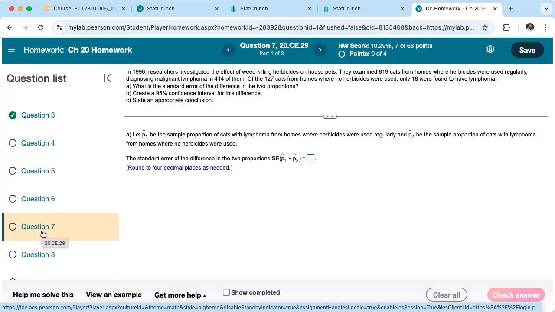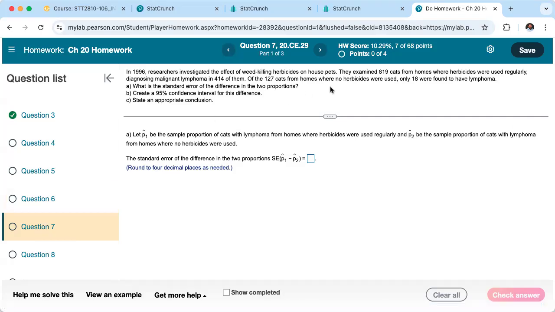And there are some homes that do not have herbicides, and they also diagnose lymphoma. So A says that P1 should be the sample proportion of cats with lymphoma from homes where herbicides were used regularly. Based on this, we can see that N1 is 819, because P1 is for homes where herbicides were used regularly. And then X1 is 414. We can see N2 is 127, and then X2 is 18. Now we want to compute the standard error.